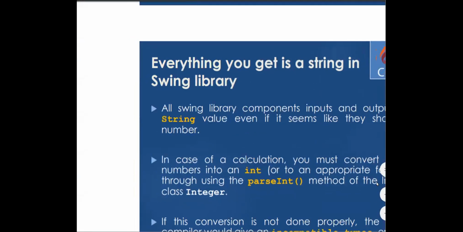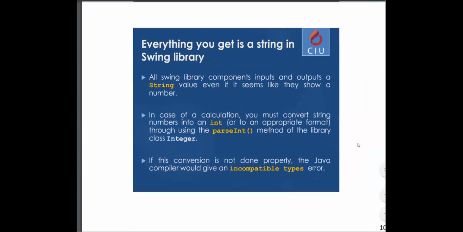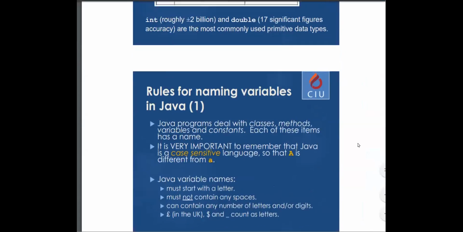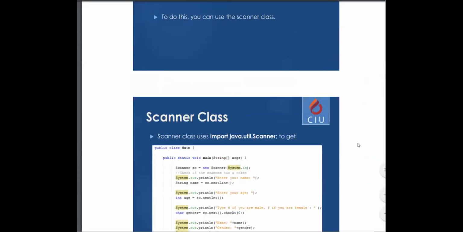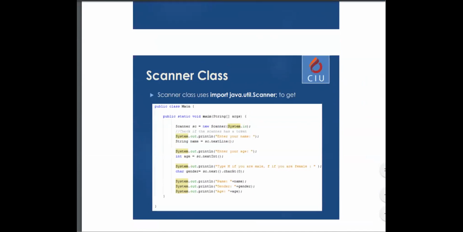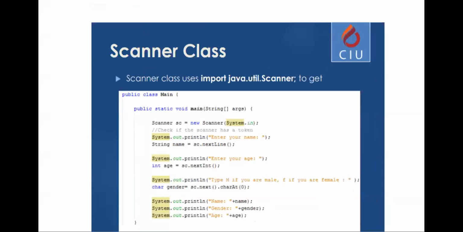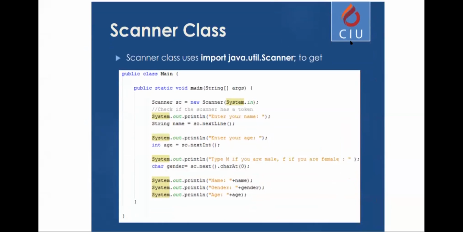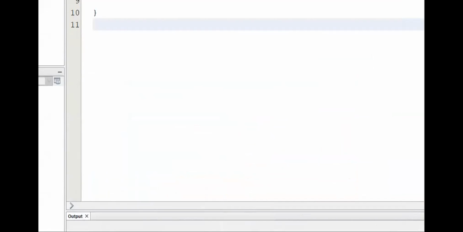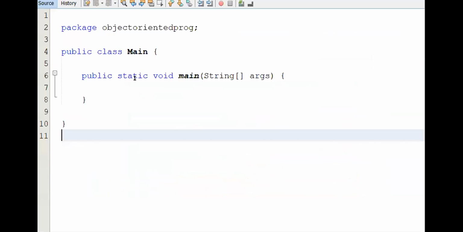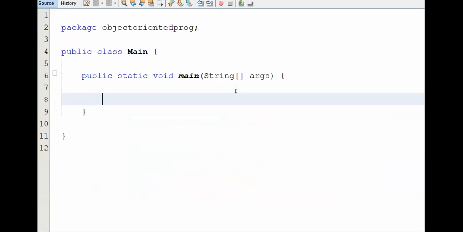So we're going to see how we can create certain classes, how we can get data. One of the things that we're going to use today is the scanner class. This basically allows us to create specific variables and get them from the user. So in order to do this, we're going to come in here, and the first line that I'm going to type is system.